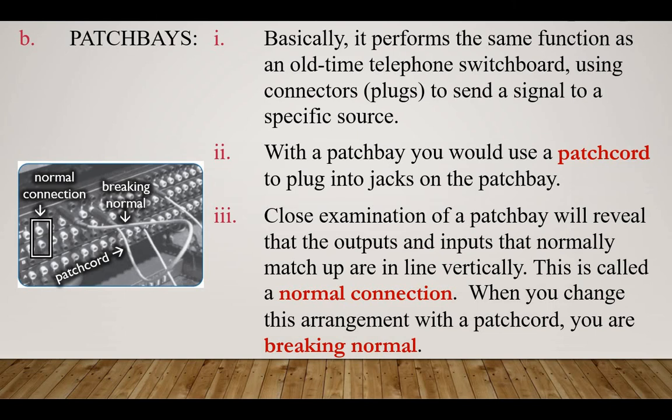So if you have a certain audio source in, say, the first position on the patch bay, on the very top left of it, and then directly below that you have a certain output or destination, you can, without using any sort of patch cords, leave that in place, and that would be what's called a normal connection. That audio source would normally go to whatever the destination is that is directly below that. But when you change the arrangement by using a patch cord, that's called breaking normal.